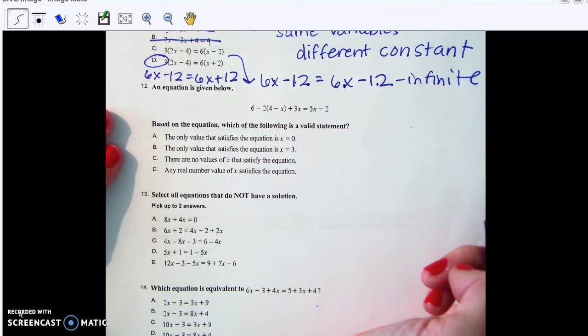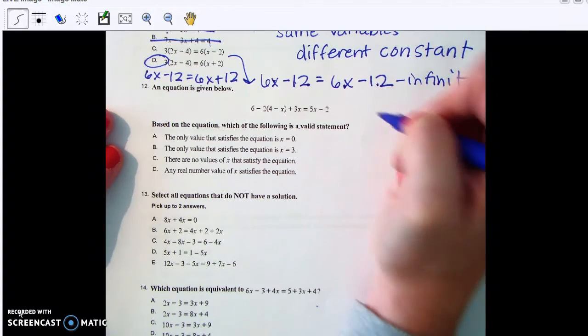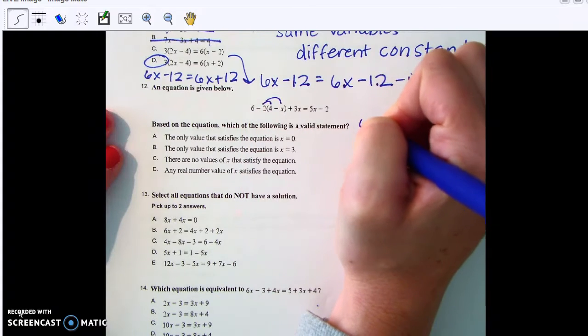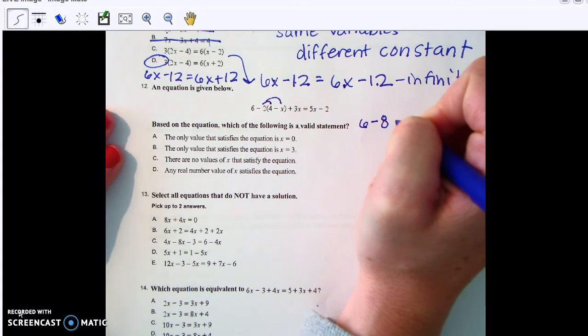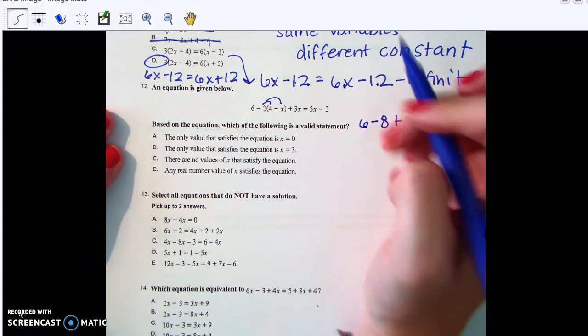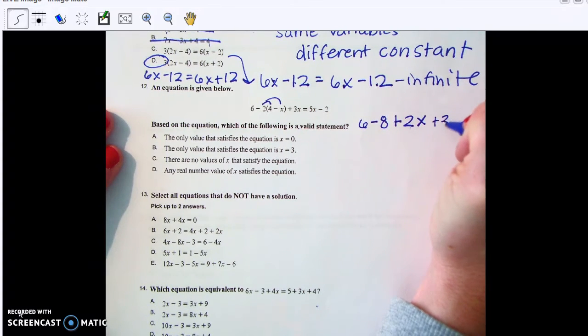Number 12, based on the equation, which of the following is a valid statement? So we need to figure out what's the solution. So let's solve this equation first. So if I distribute, I get 6 minus 8 plus 2x. Negative 2 times 4 is negative 8. Negative 2 times x is positive 2x. Plus 3x equals 5x minus 2.